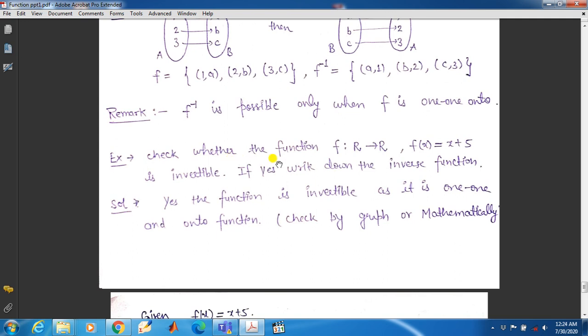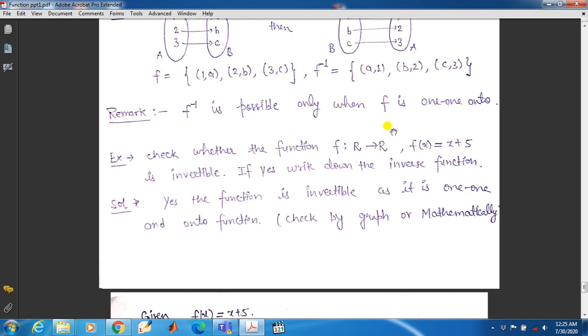In this example, check whether the function given as f(x) equals x plus 5 is invertible. If yes, then write down the inverse function. So f(x) is given as x plus 5. You can check the function mathematically by taking two images equal. That means x1 plus 5 equals x2 plus 5, then 5 and 5 cancel and only x1 equals x2 remains. In that case the function is 1-1. Onto is also there, since for all elements in R there must be some image in R.